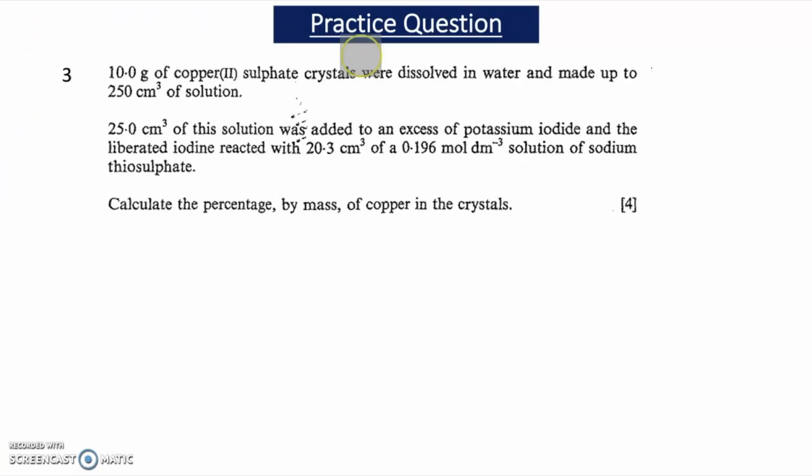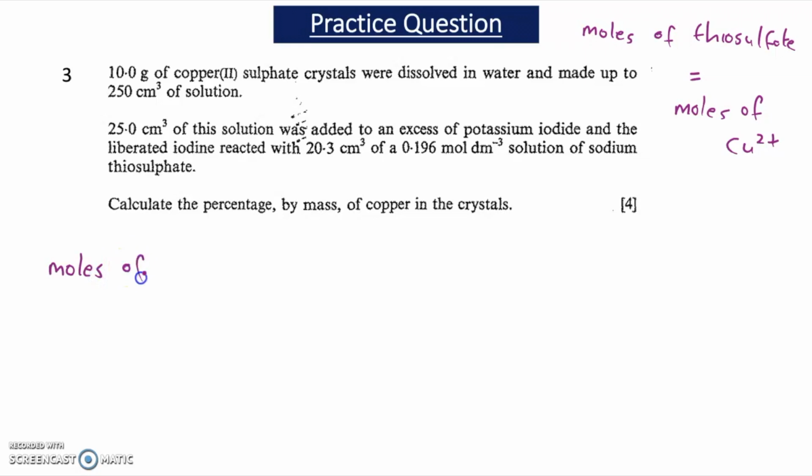So once again in this question, you're asked to work out the percentage by mass of copper. So we have to remember that the moles of copper 2+ is equal to the moles of thiosulfate, and we've seen that in all the previous calculations. So to work out the moles of thiosulfate, I need to use the following equation. I need to remember that moles of thiosulfate is equal to concentration over 1,000 times volume.